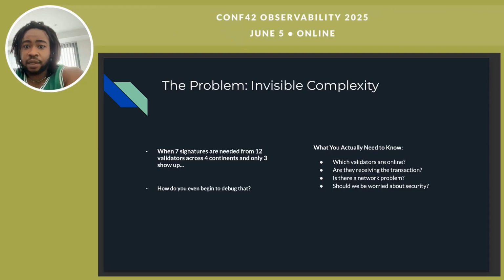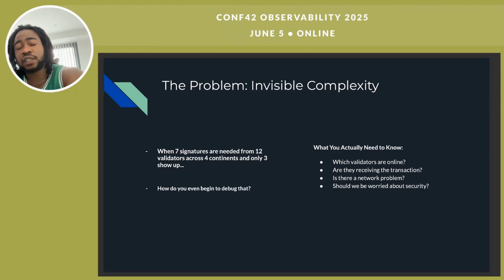The problem here is the invisible complexity. When 7 signatures are needed from 12 validators across 4 continents and only 3 show up, how do you even begin to monitor for that? How do you debug that?